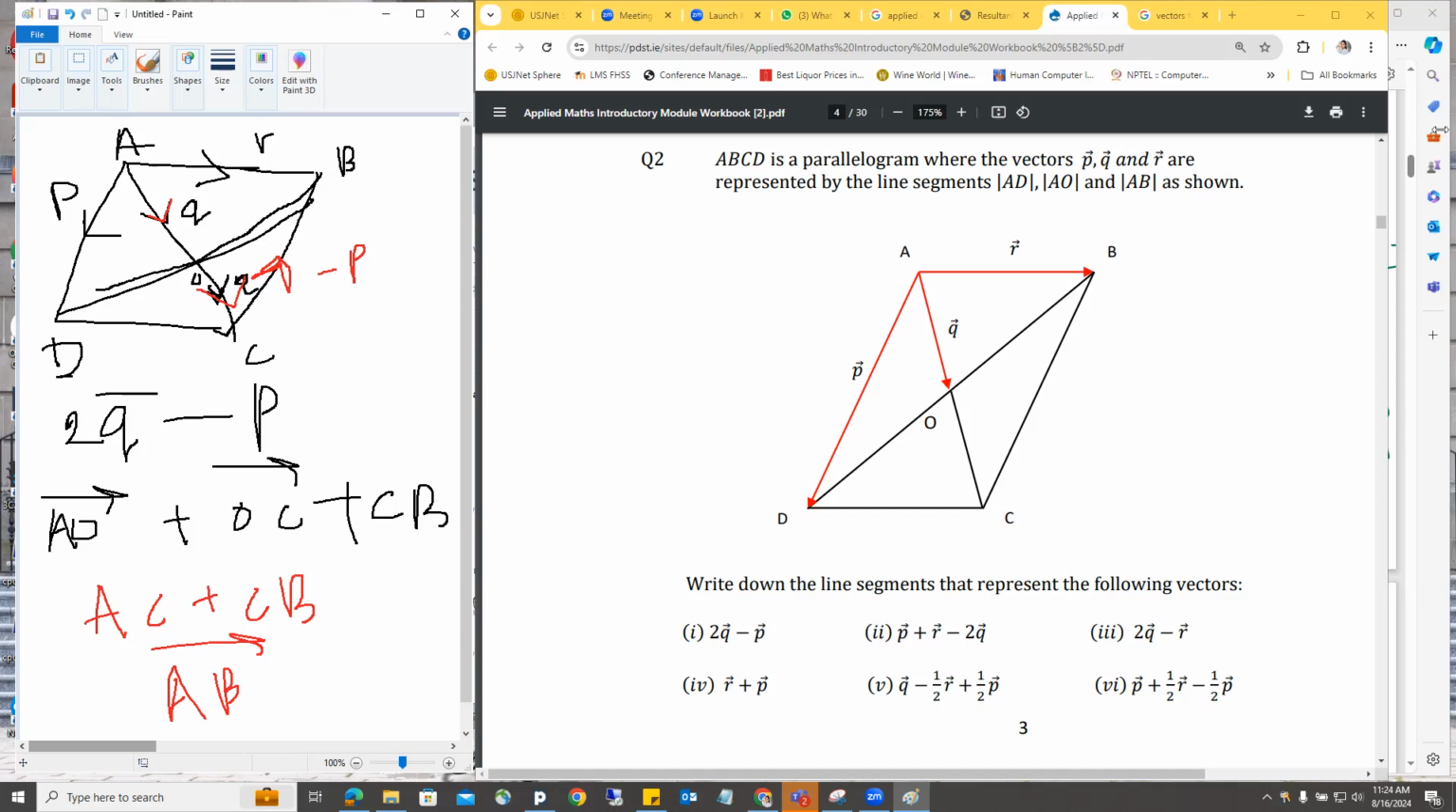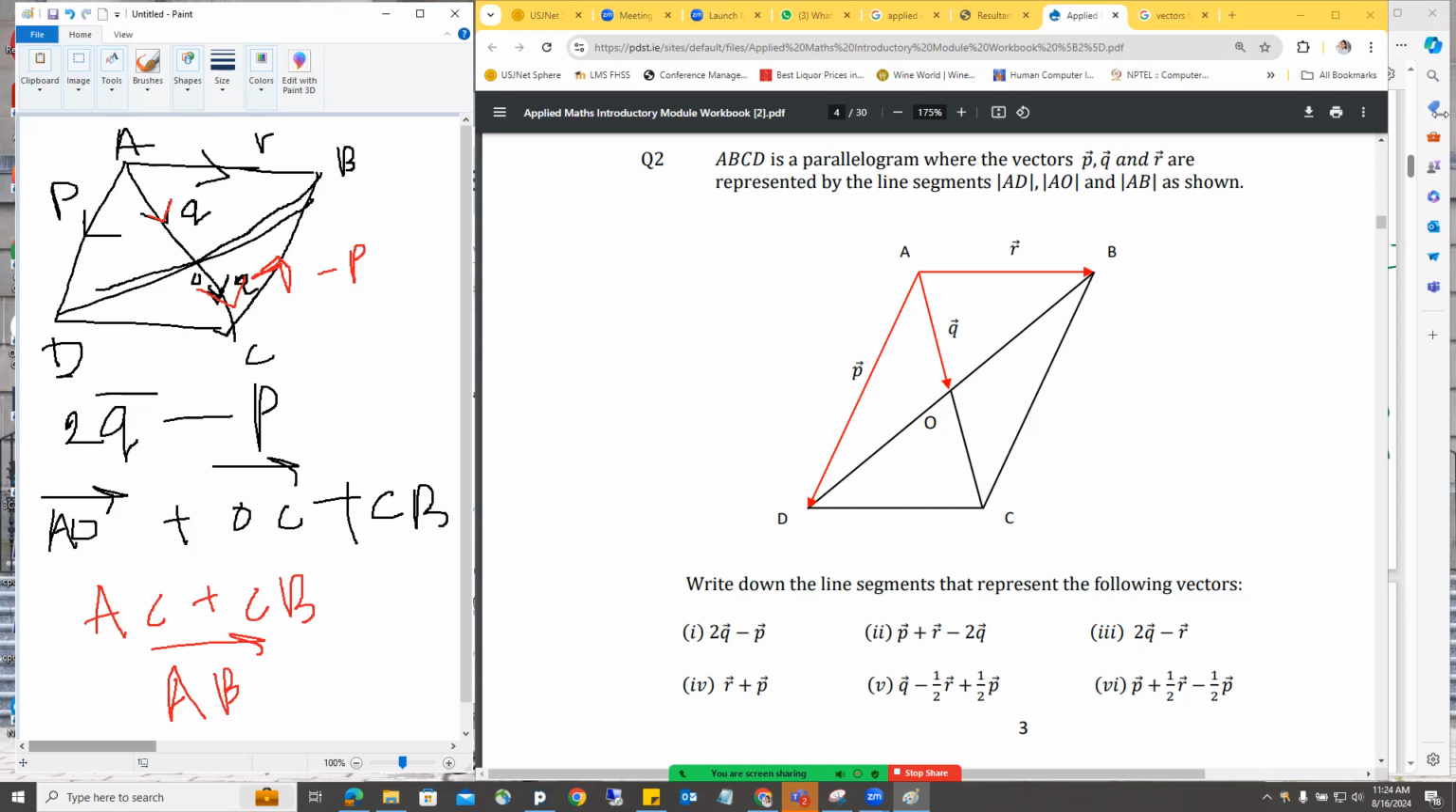What about P plus R minus 2Q? P plus R, that is I got AC. AD plus DC, plus AD plus DC minus CA. Yeah, then the answer is I got 0.